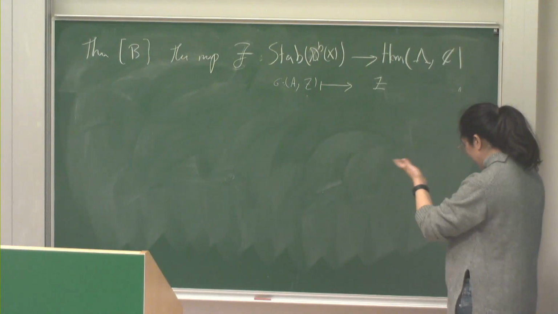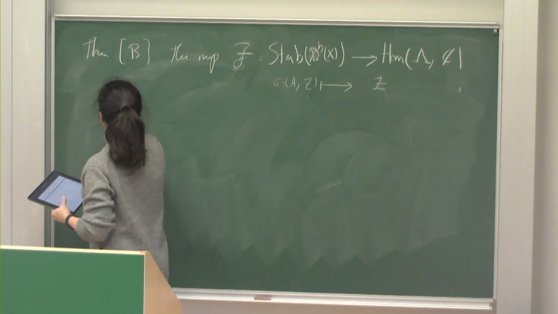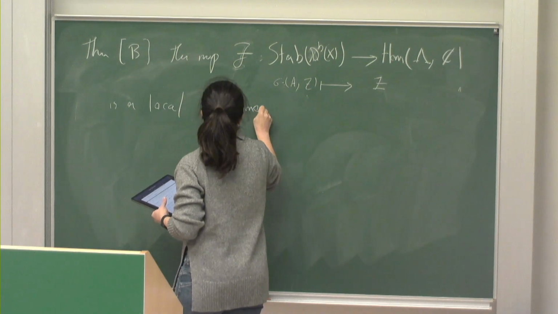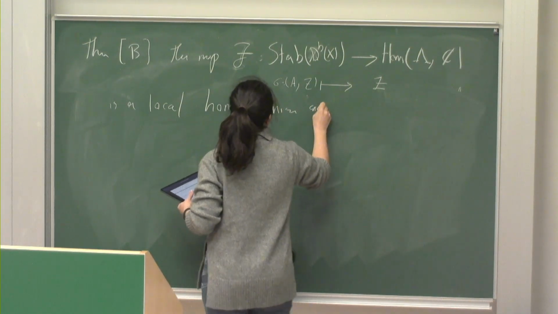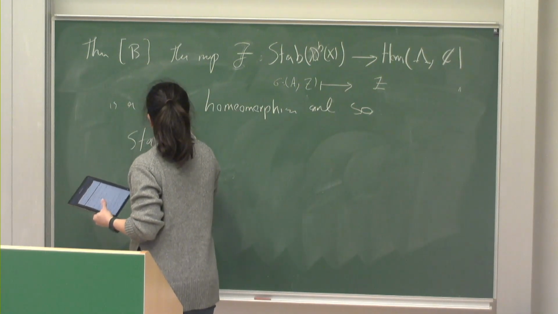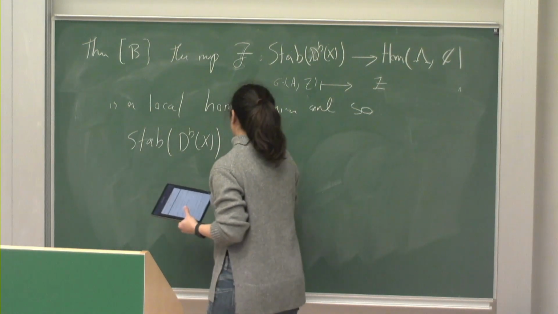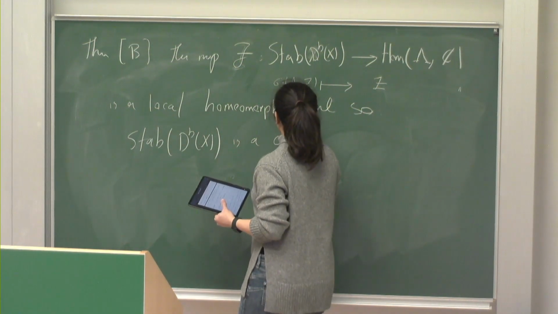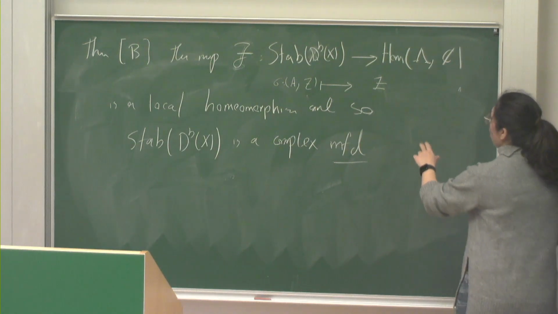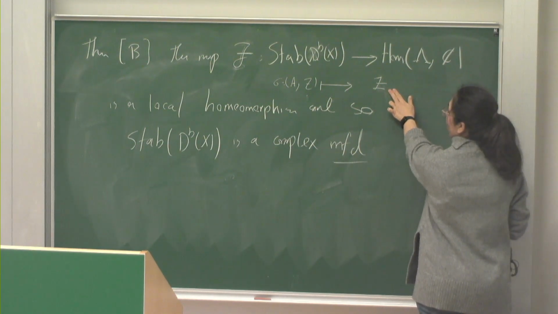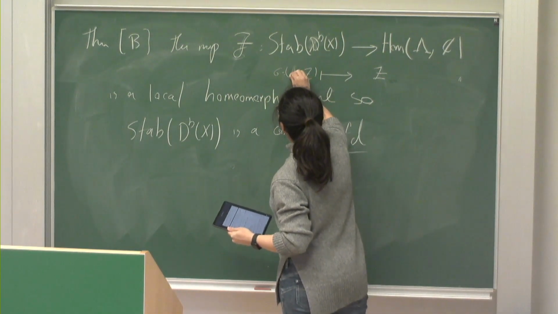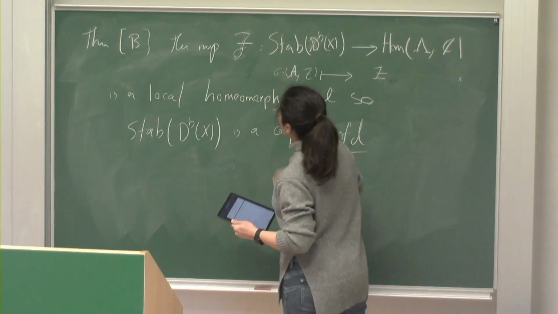Then the claim of the theorem is that this map is actually a local homeomorphism. And so Stab(D^b(X)) is a complex manifold. It's a very deep result because it just says that basically locally, when I vary the central charge Z, there exists a unique way to define this abelian category A so that we have a Bridgeland stability. So it's a very non-trivial result.